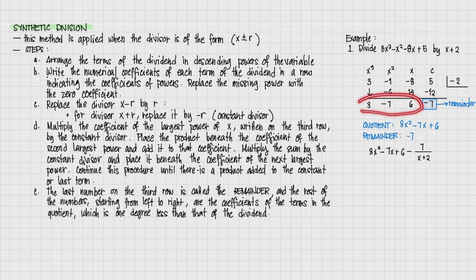This one would now be our quotient. So you could express our quotient as 3 times x squared minus 7 times x plus 6. Your remainder now would be negative 7. So we could write it in this manner. Ito na ang ating sagot.